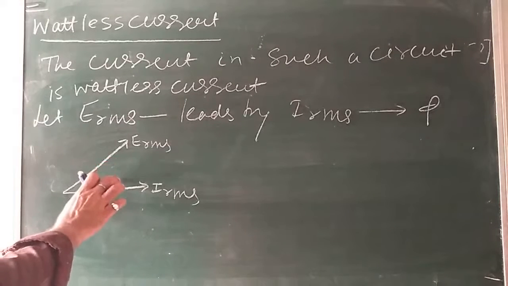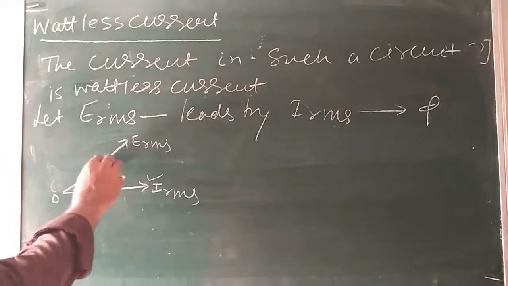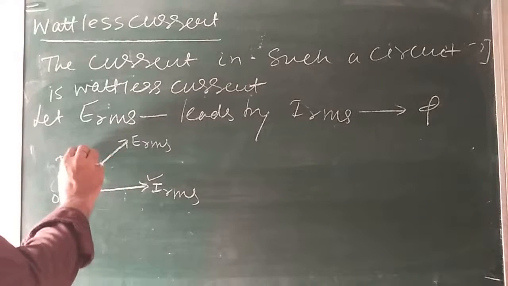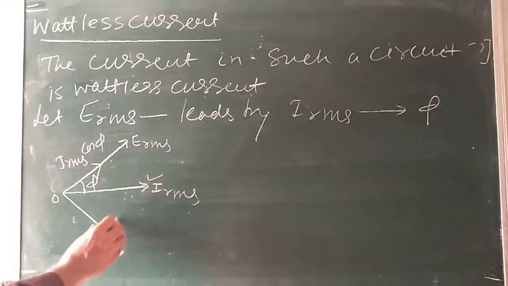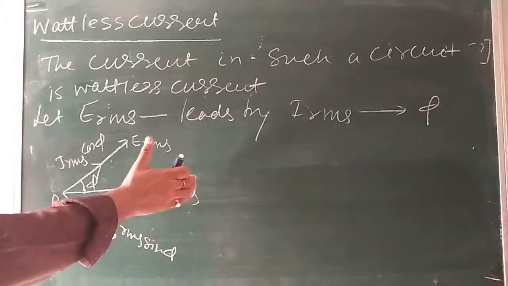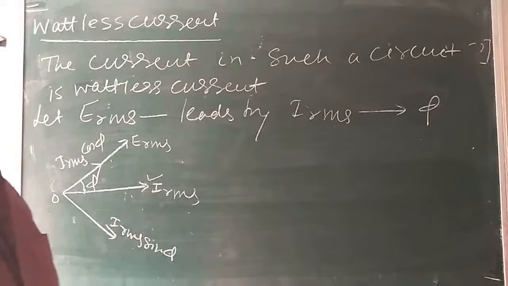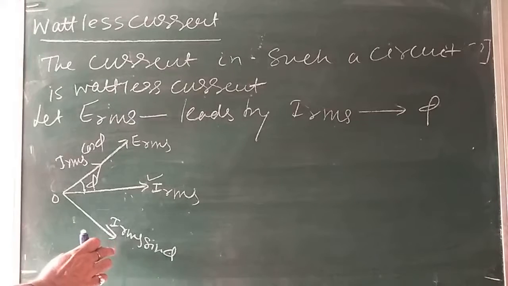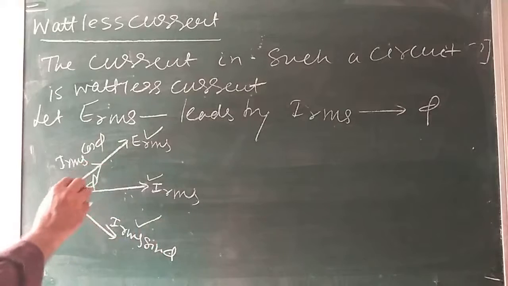It can be assumed that IRMS here is the vector sum of two components. One component along this axis, that is IRMS cos phi, and the perpendicular component here, that is IRMS sin phi. So IRMS is the vector sum of the two perpendicular components, IRMS cos phi and IRMS sin phi. So we can say the phase angle between ERMS and IRMS sin phi is 90 degrees here.